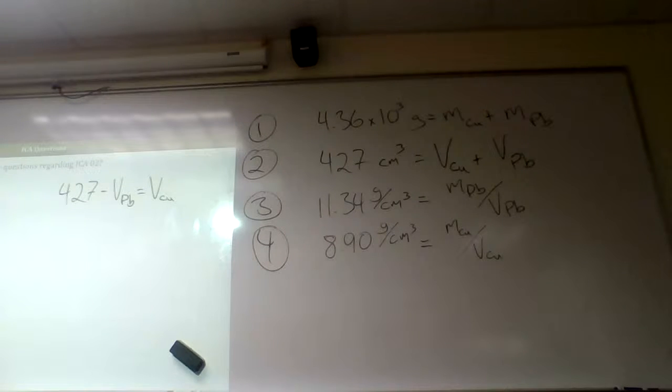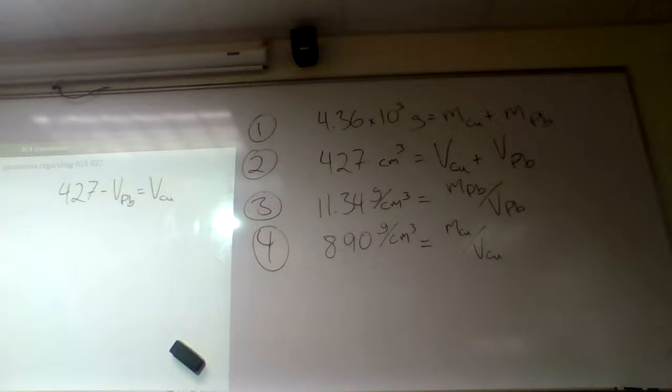So right now, this equation might be true, but it still has two variables, and we can't get a number out of it, right? If we do this one more substitution, if we plug this in for volume of copper, so 11.34 times volume of lead plus 8.90 times 427 minus the volume of lead equals 4.36 times 10 to the 3. That still doesn't look friendly, but now it's just a bunch of numbers with only one variable.